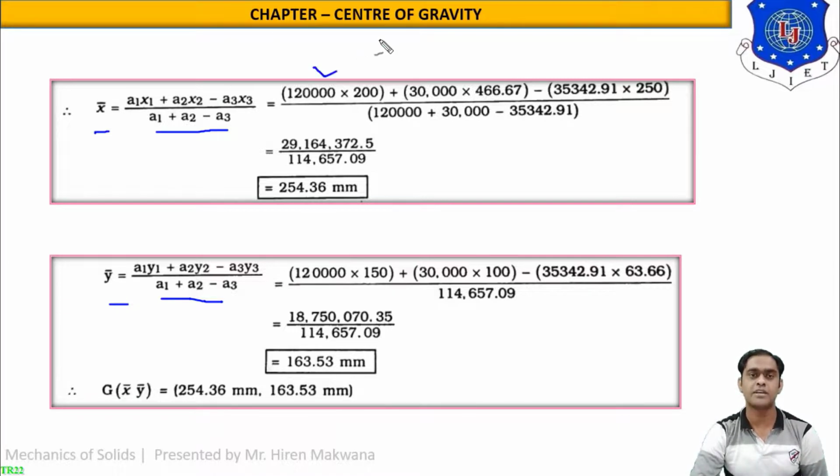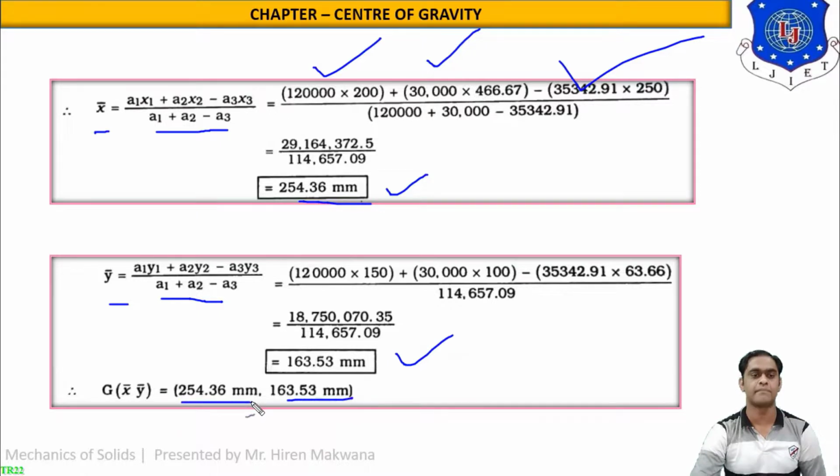So by replacing all the values which are calculated earlier, we will get the answer of x bar as 254.36 mm and we will get the answer of y bar as 163.53 mm. So these are the values of x bar and y bar respectively. So these two numericals are very helpful to understand the phenomena of the center of gravity.